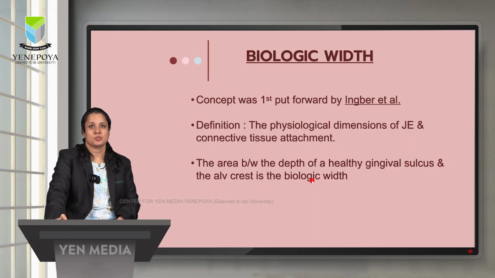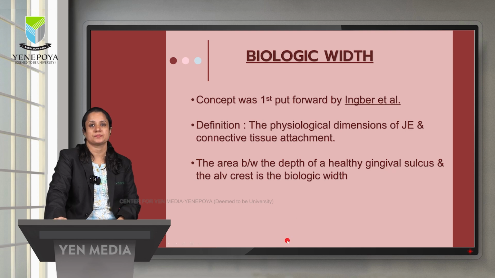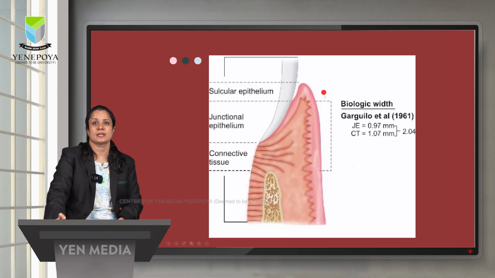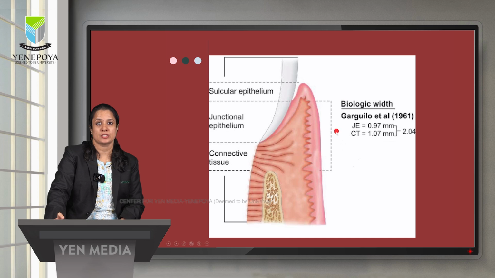And coming to the concept of biological width, this concept was first put forward by Ingber et al. The definition is the physiological dimension of junctional epithelium and connective tissue attachment above the crest of the alveolar bone. And basically, it is the area between the depth of the gingival sulcus and the alveolar crest. So, in this picture, we can clearly make out what is biological width.